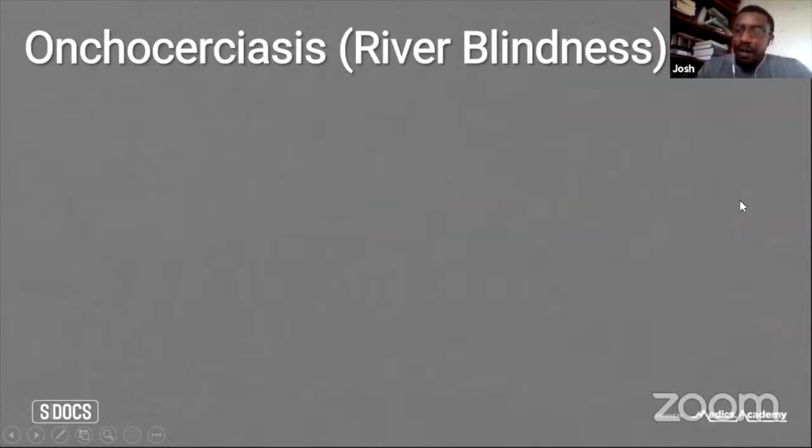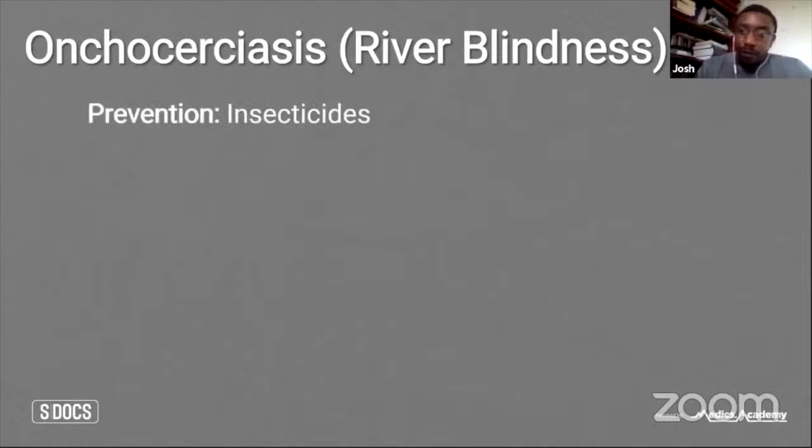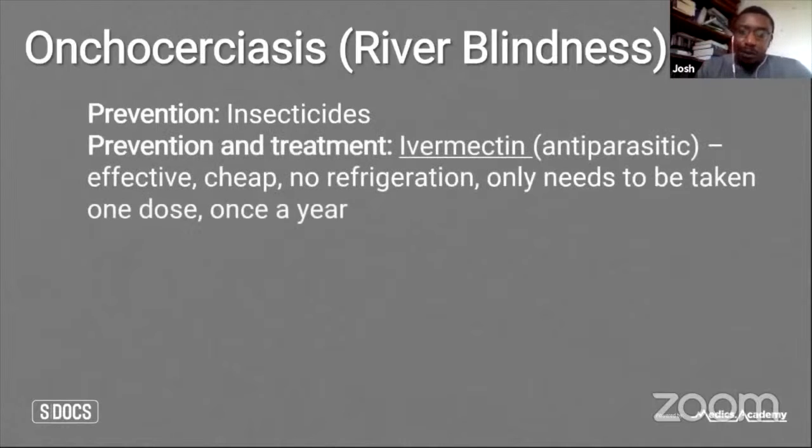So how do we prevent and treat it? Why is it easily preventable? Well, we can prevent with insecticides, and we can prevent and treat with ivermectin. Insecticides, of course, are targeting the female black fly vector, and prevention and treatment is with this antiparasitic drug called ivermectin. As I understand, it's completely revolutionized the treatment of onchocerciasis in many populations all over the world.